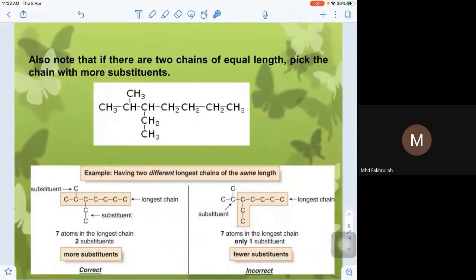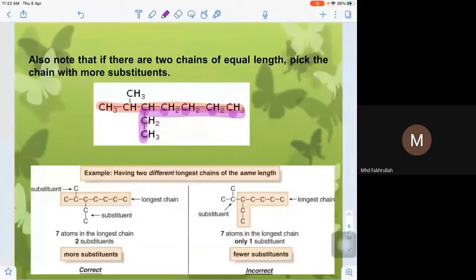Okay. And then if, let's say, there are two chains of equal length. For example, in this case, we try to identify the parent chain: 1, 2, 3, 4, 5, 6, 7. Okay, maybe this is our parent chain. Or we try the other way: 1, 2, 4, 5, 6, 7. Also 7. So there are two possible ways for the parent chain with the same number of carbons.